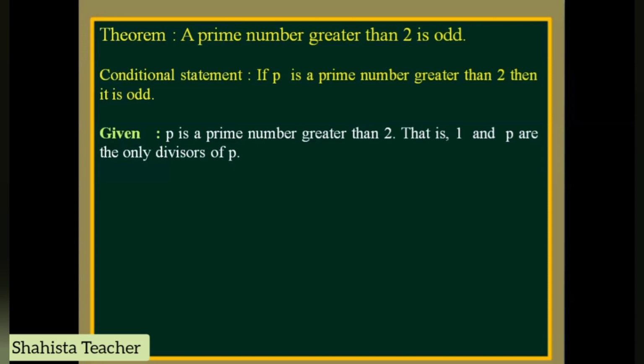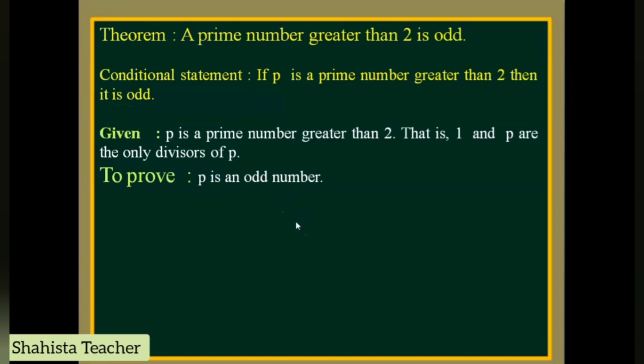So here our question says that if p is a prime number greater than 2, then it is odd. So after writing given, we will write to prove. What is the proof? The proof is that p is odd. So here we will write: to prove p is odd. Then we have to find this: p is an odd number.